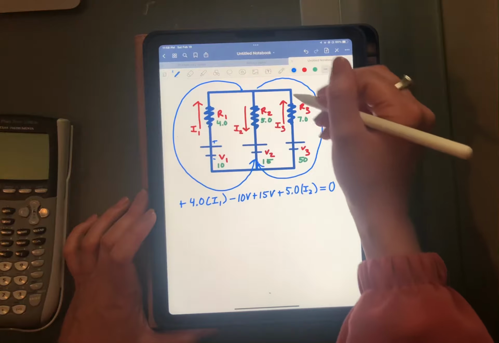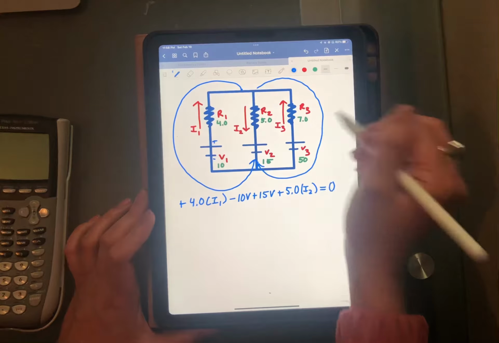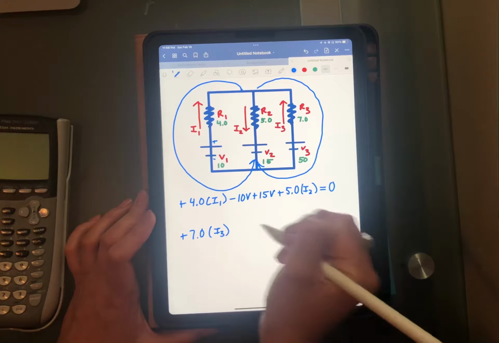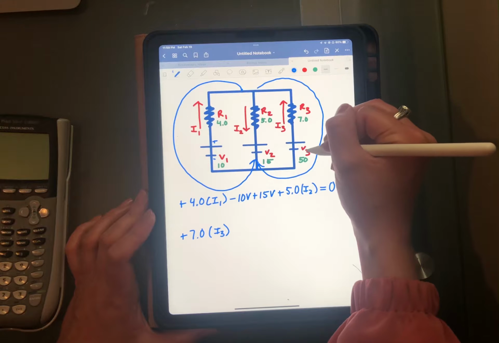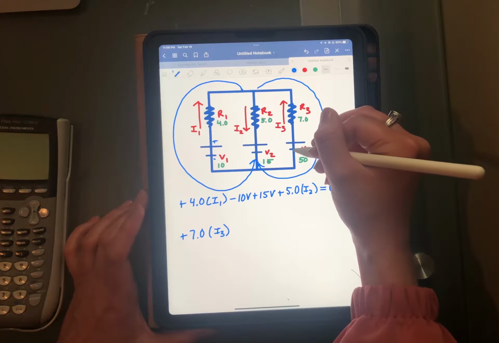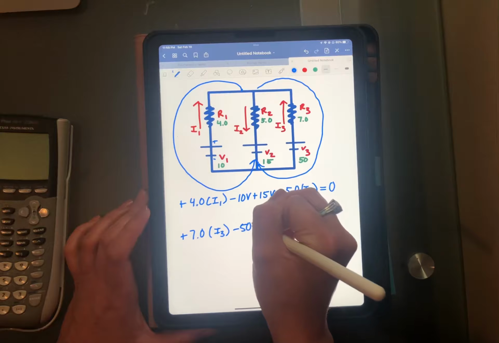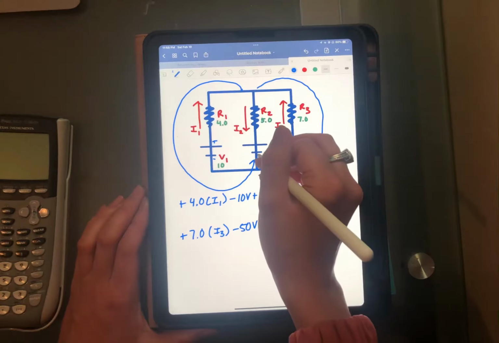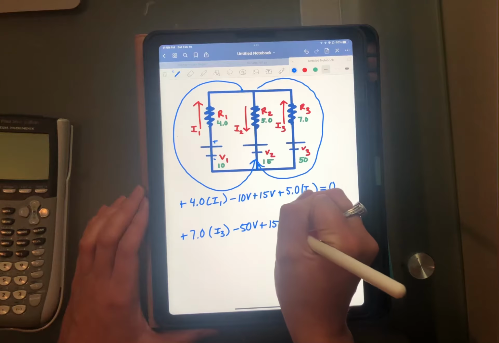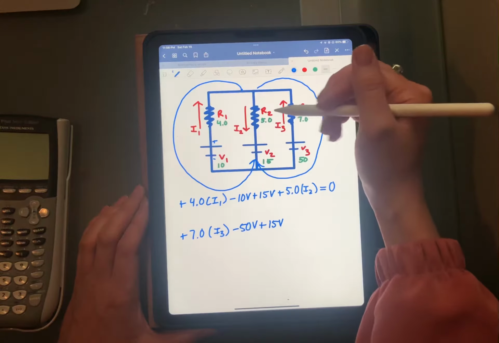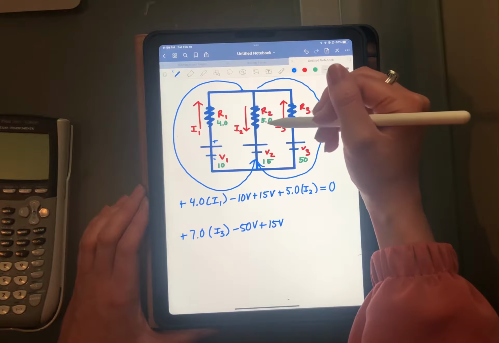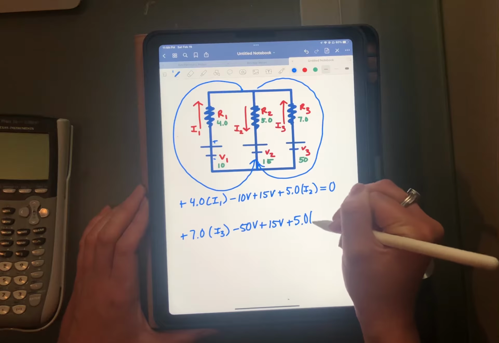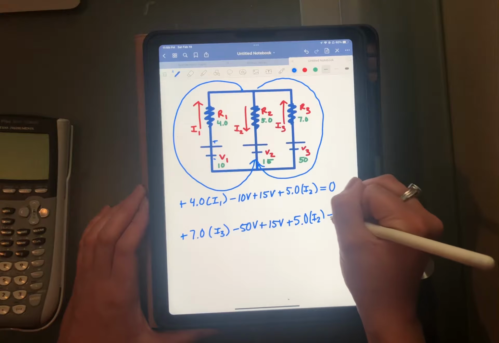So first we come across this resistor, and we're going against it, so we'll write +7 I3. Next we come across this battery. We're going to go from positive to negative, so it's -50V. Come around, go across the second battery again. We're going from negative to positive, so +15V. And lastly, we come across this resistor again. We're going against the current, so we'll write +5 I2 equal to 0.